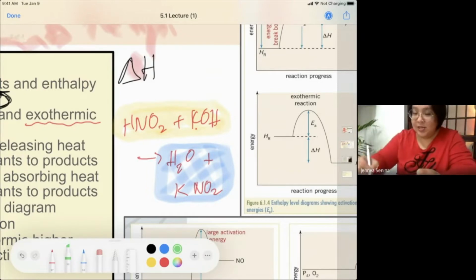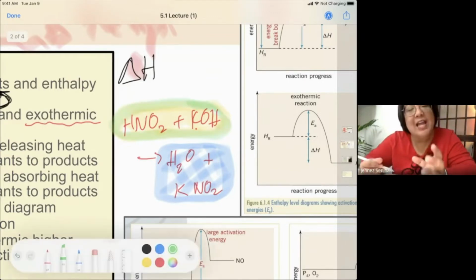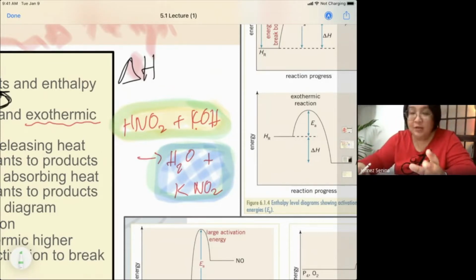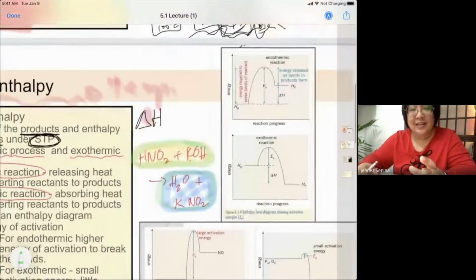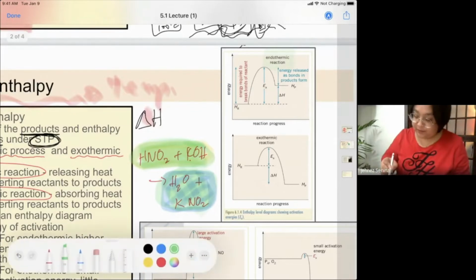But here's the thing. In some chemical reactions, the energy needed for the endothermic process is much higher than the energy released by the exothermic process. So the chemical reaction that has both endothermic and exothermic process is an endothermic reaction. Did you follow that? This is endothermic process. I need to break the bonds. This is exothermic process, because when I'm forming bonds, I release heat. But for some chemical reactions, the endothermic process absorbs more energy than the energy released by the exothermic process. Those chemical reactions are endothermic reactions.